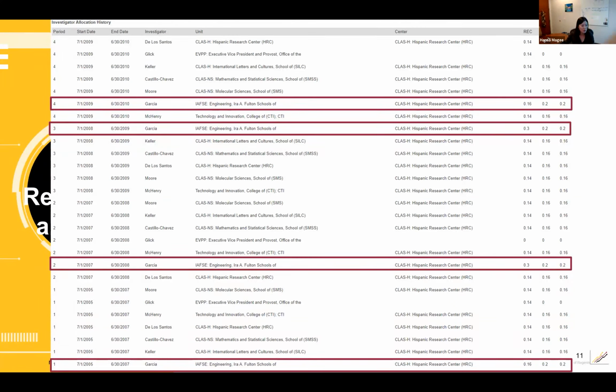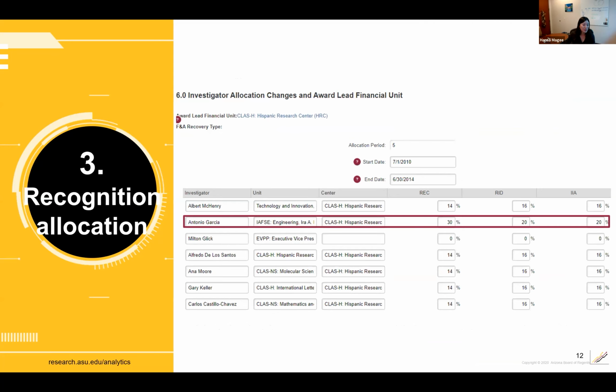So that means that if $100 came in on July 2nd, 2005, Antonio Garcia here is going to get $16 as his recognition. But if that money came in on July 2nd, 2007, 2 years later, he's going to get $30. And you can see this is 30 right here for his last and final allocation period. So it can change over time. And this is something that they agreed upon.